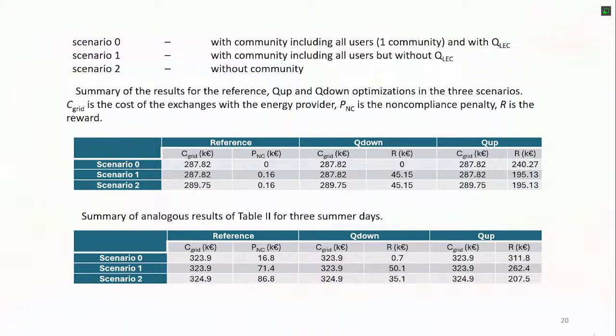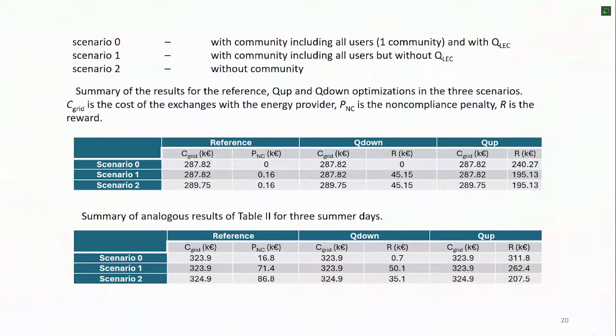This is just a summary of some of these results. Scenario 0, with a community including all the users, one community, and with the transaction of reactive power. Scenario 1, with a community including all the users, but without the transaction of reactive power. And scenario 2, without the community.